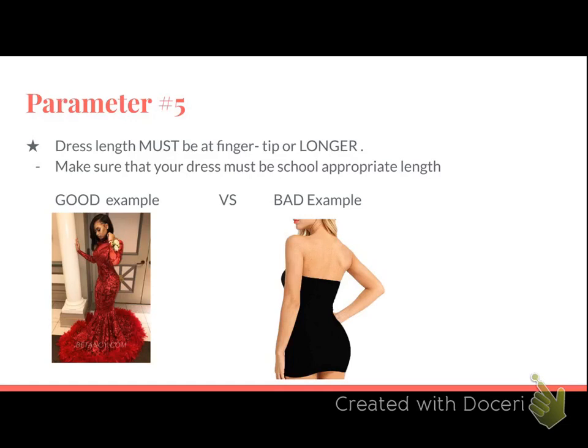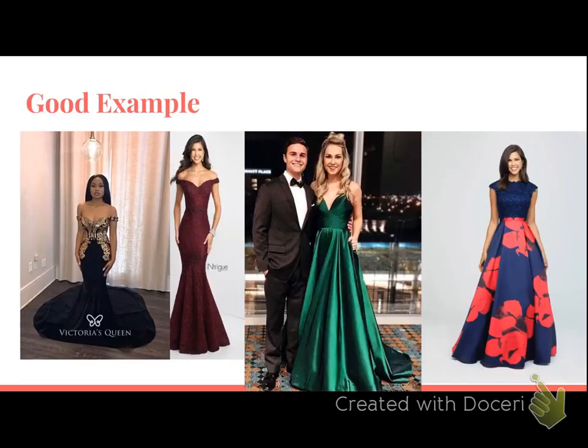Parameter number 5, dress length must be at fingertip or longer. So please make sure that your dress is at an appropriate length. If you look to the far left, you will see a long dress that is at good length. However, if you look to the right, this dress is too short and not appropriate for prom. All 4 of these pictures are good examples of what a good length would be for prom.